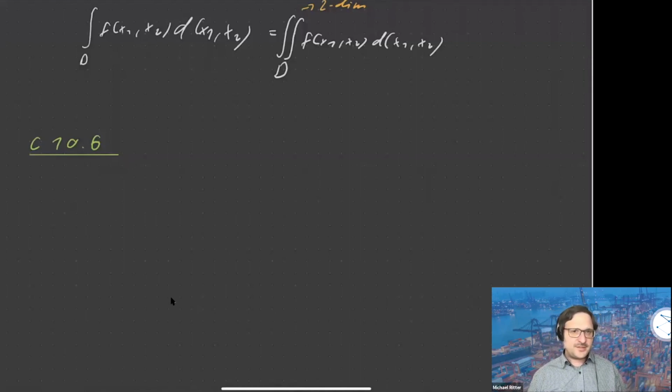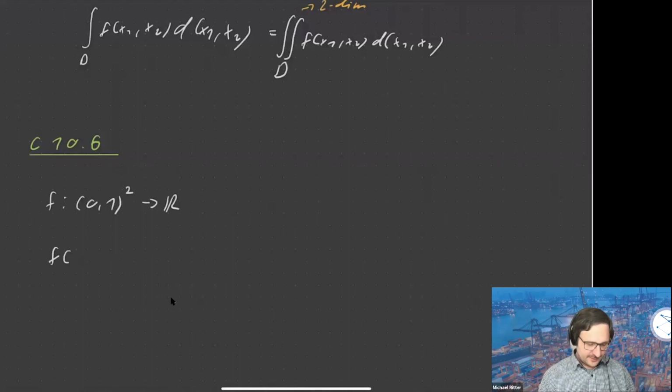So in C 10.6, we have again a function defined on a two-dimensional domain. In this case, it's the interval 0, 1 squared, not including the boundaries this time. So technically, this is not a box, it doesn't include the boundaries. And the function is defined as f of x1, x2 equals x1 minus x2 over x1 plus x2 to the third.